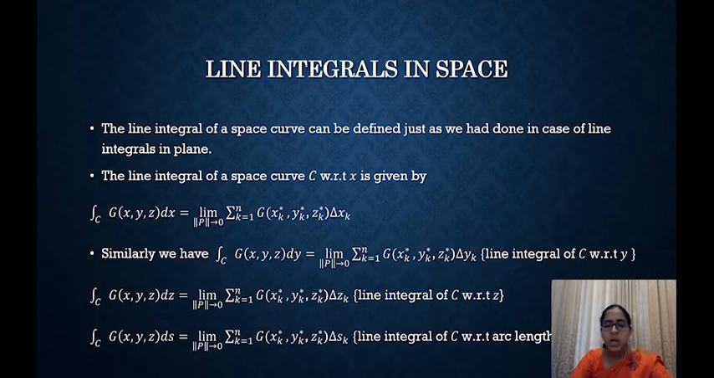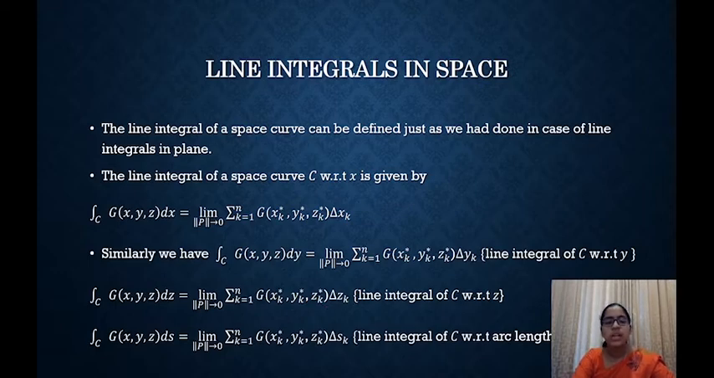And the line integral of C with respect to z, this is one extra formula which we will be having in the case of line integrals in space, because we have to consider the line integral with respect to z also. So the integral over C of g of x, y, z dz will be equal to the limit as norm P tends to 0 of the summation k equal to 1 to n of g of xk star, yk star, zk star into delta zk.